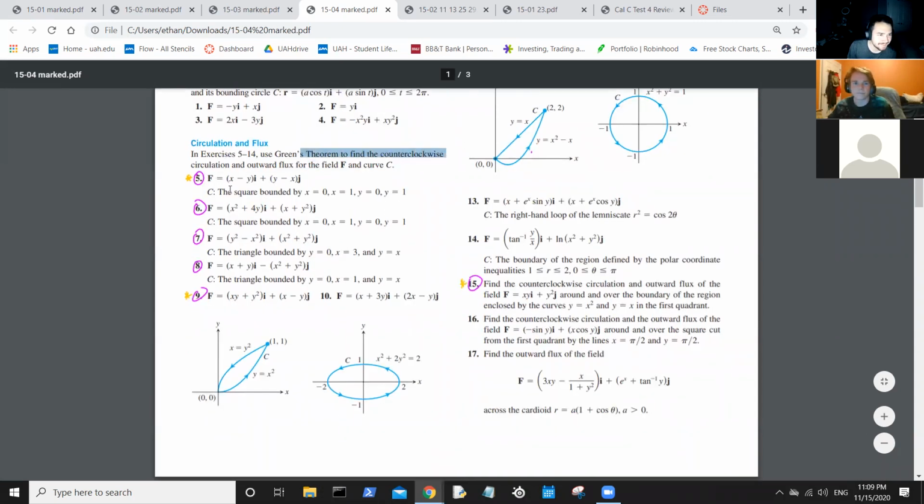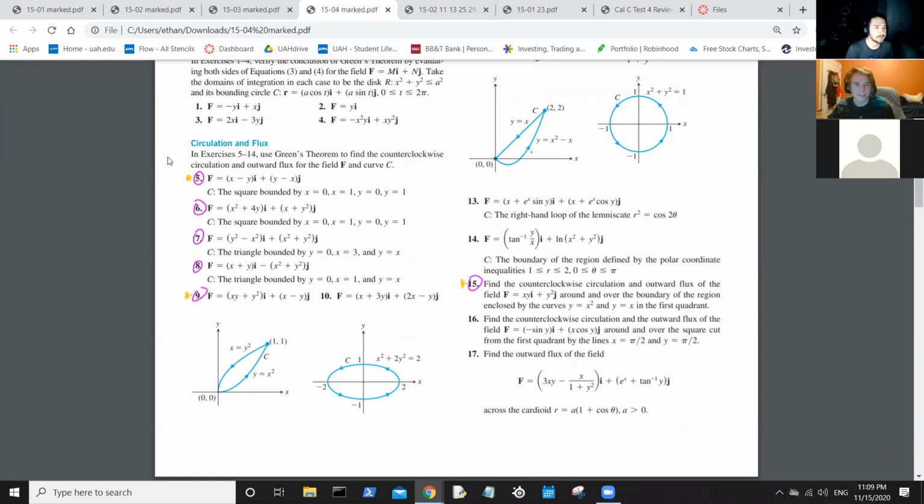So we'll see. Use Green's theorem to find the counterclockwise circulation and outward flux for the field F and curve C. All right, we have an F and we have a C. This time though, the C looks like it's given as a geometric shape via bounds. Okay, so what I've been using for all these problems are the two formulas on page 857. All right, what may those be?